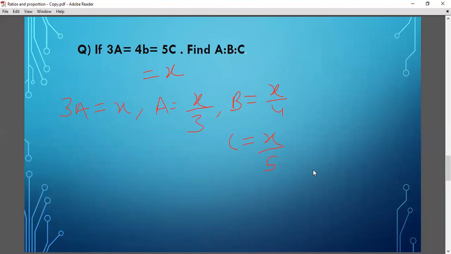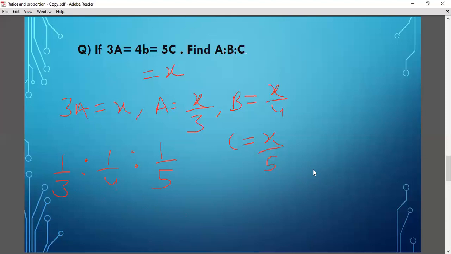Now plugging these values in a is to b is to c, you will get 1 over 3 is to 1 over 4 is to 1 over 5. Now you can simplify this ratio by just taking the LCM. So you can take the LCM of 3, 4 and 5, it will become 60. So you need to multiply this value to all these fractions in order to change them into whole numbers.